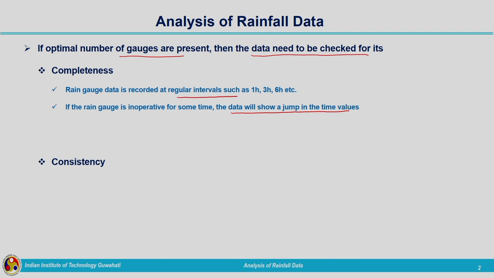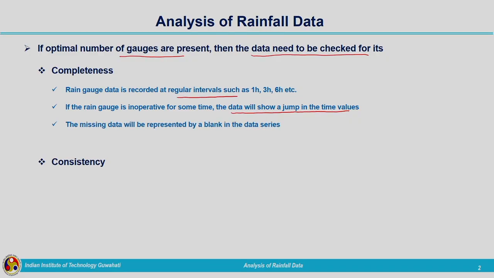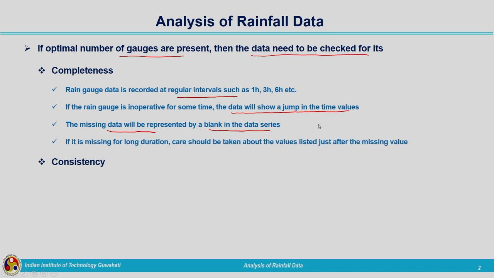If the rainfall data is recorded at 9 a.m. in the morning, and because of some issues related to the rain gauge, it couldn't record the data for a certain time and started recording after 11 o'clock, then in between those 2 hours, data related to rainfall is missing. So, we need to make sure of this check before making use of these data for any application. The missing data will usually be represented by blank spaces in the data series.